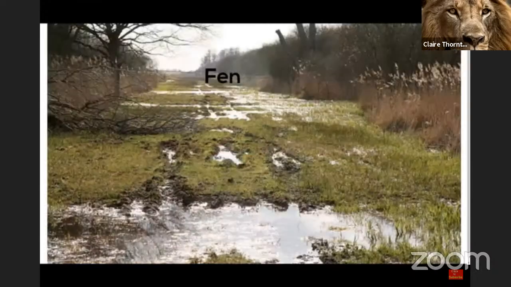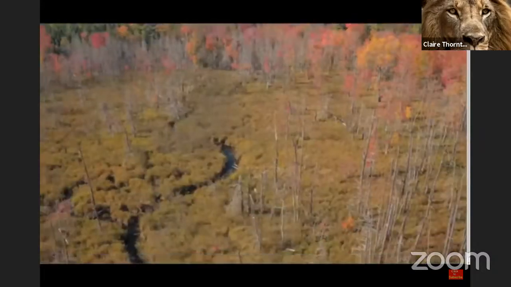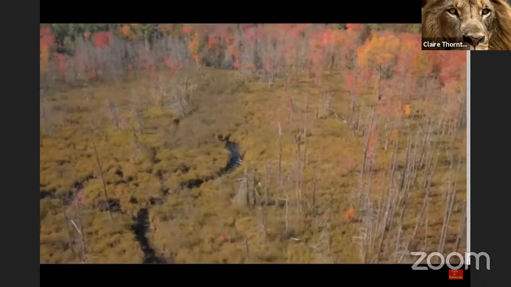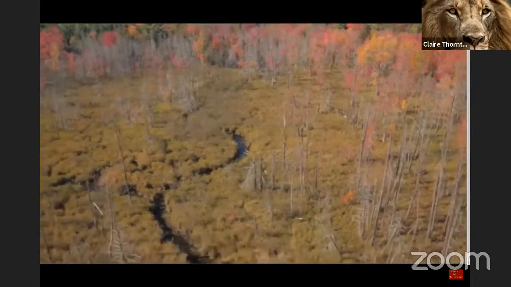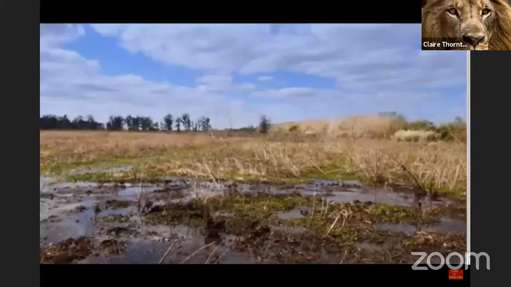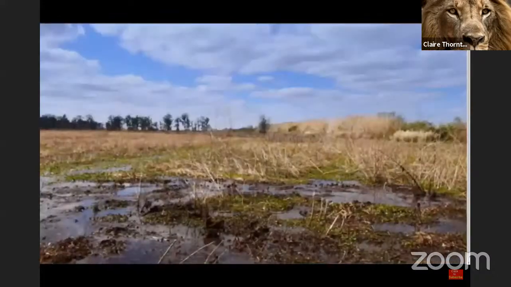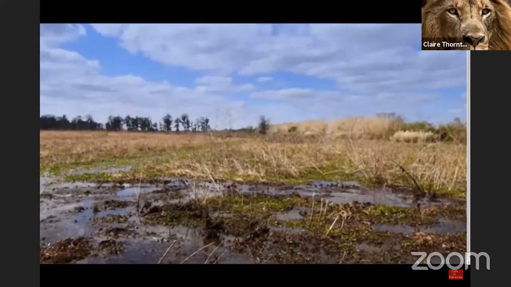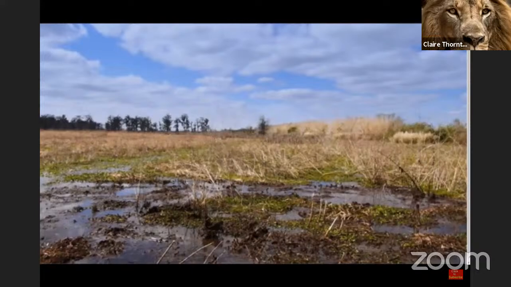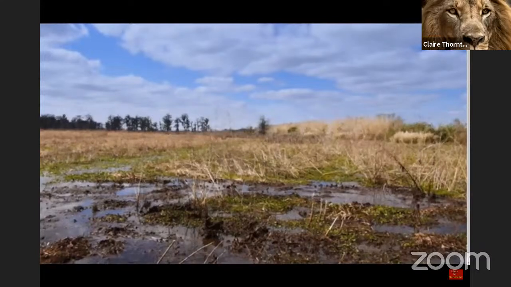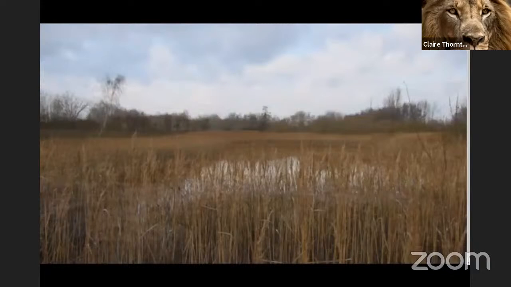A fen is also a peat-generating wetland, but it is supplied by a water source other than rainfall or snow, like a bog. This water source may be an underground stream or groundwater. As a result, the soil is not as acidic as a bog and is not quite as oxygen poor, and this allows for a greater diversity of plants and animals to live in a fen.